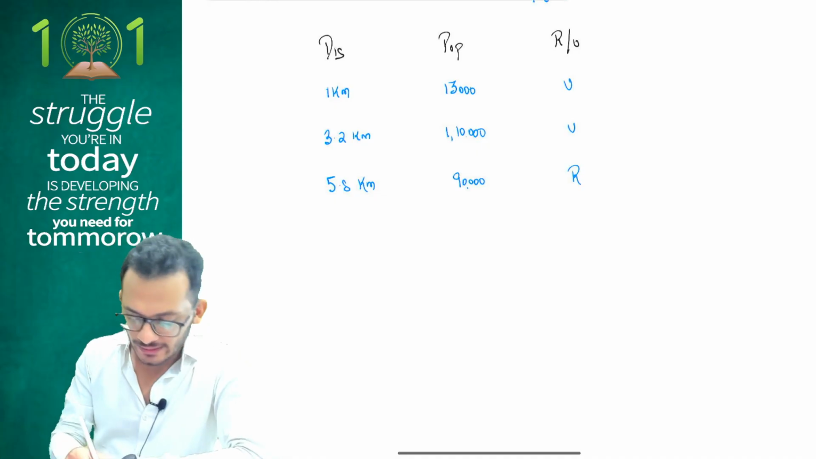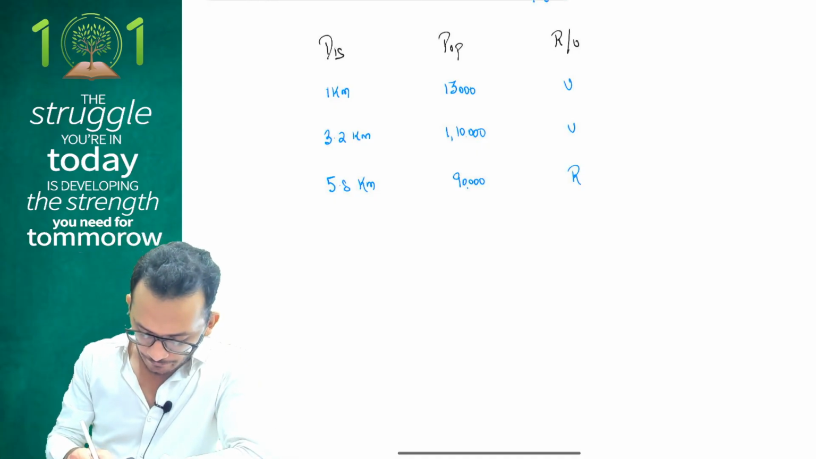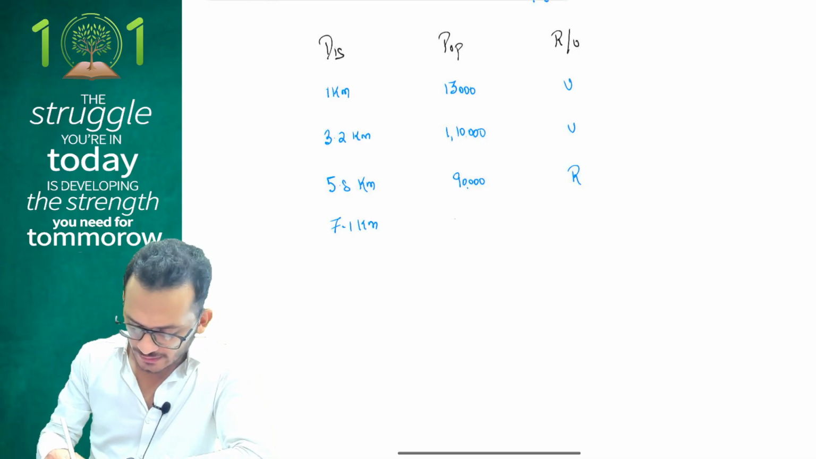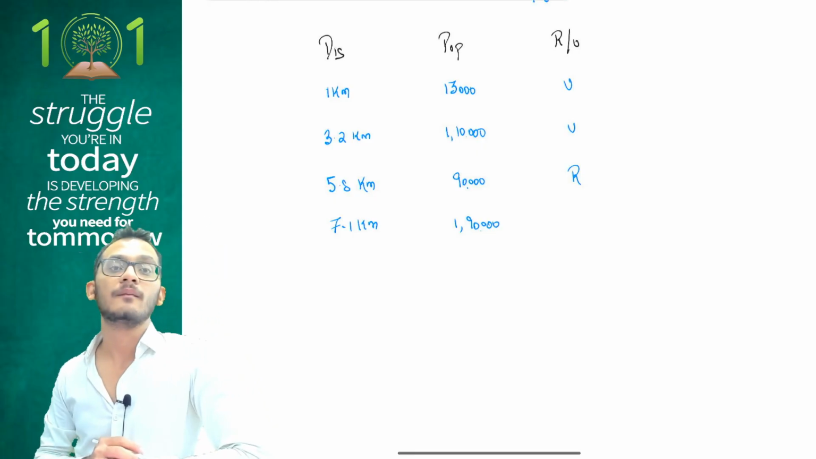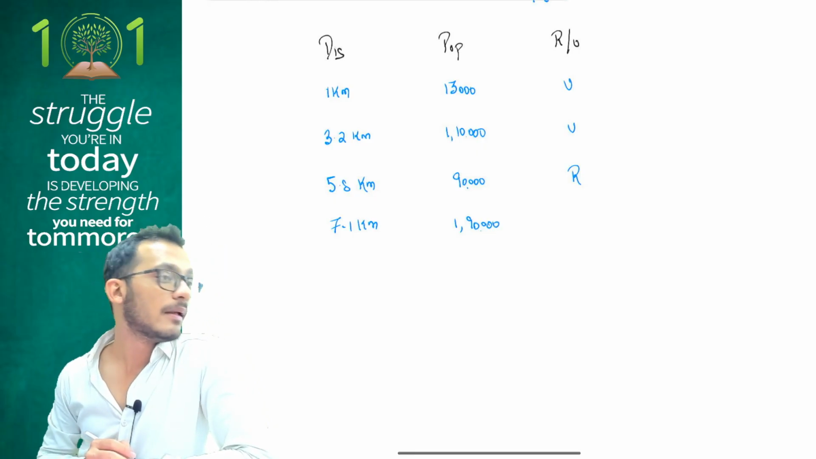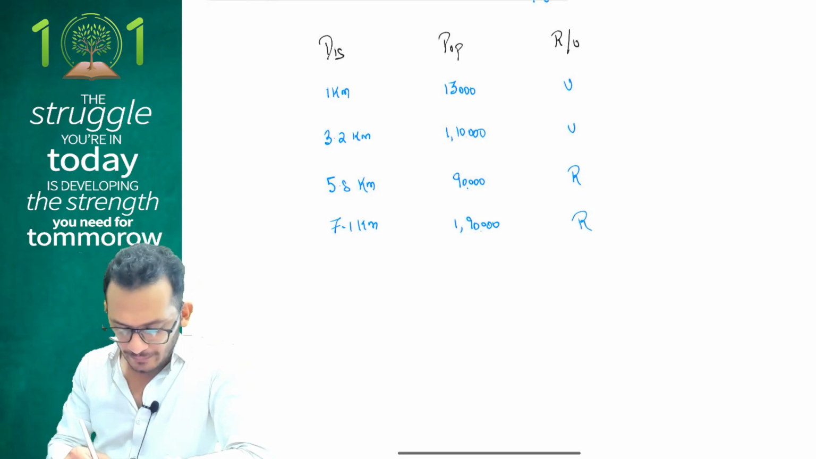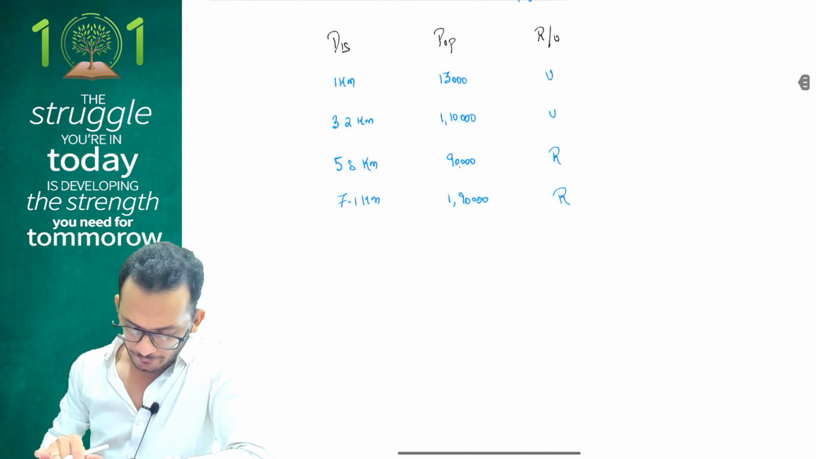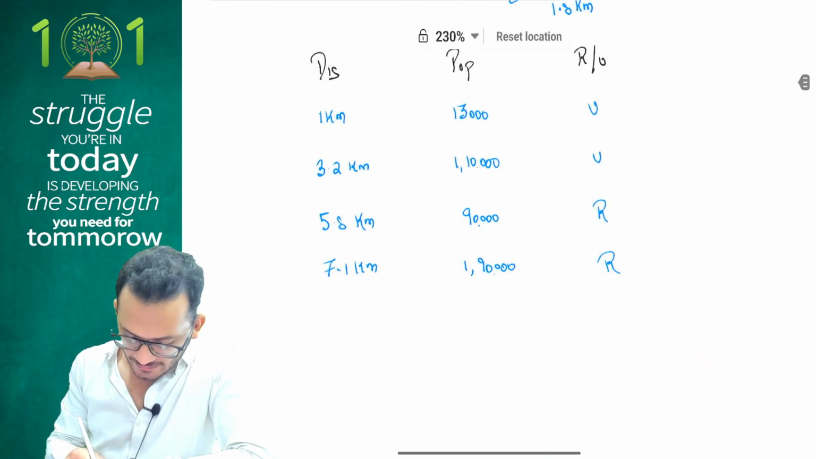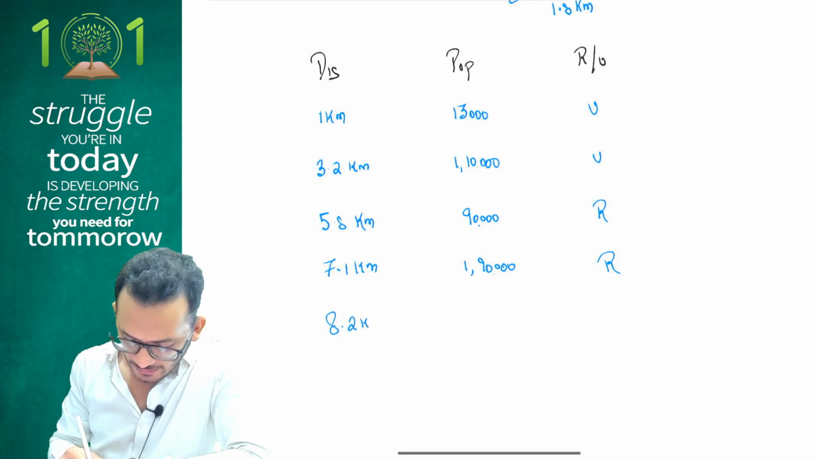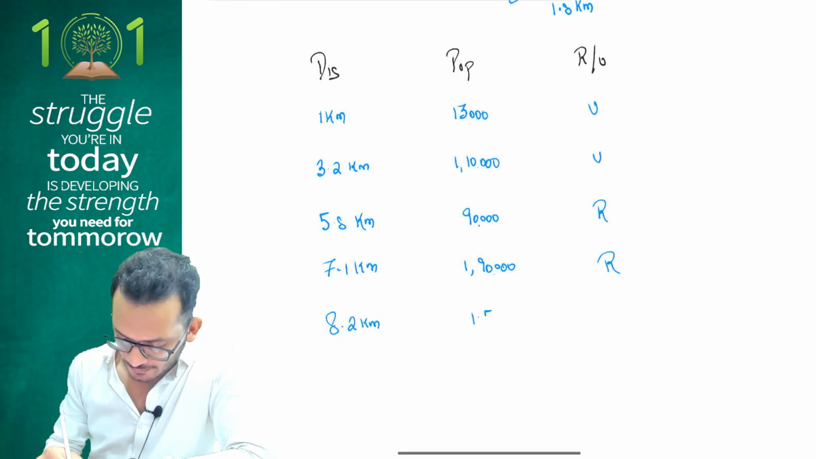My distance is 7.1 kilometers. My population size is 1,90,000. Why? Less than? Very good. Correct. My distance is 8.2 kilometers. My population size is 1.5 crores.